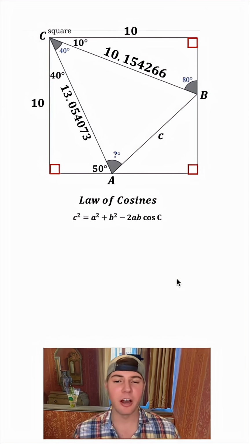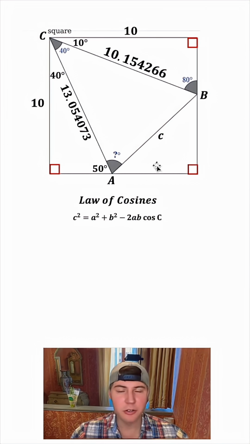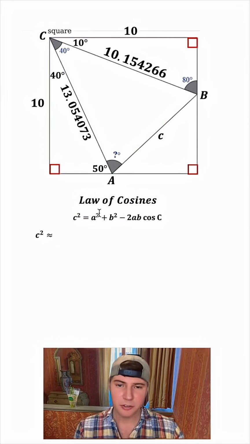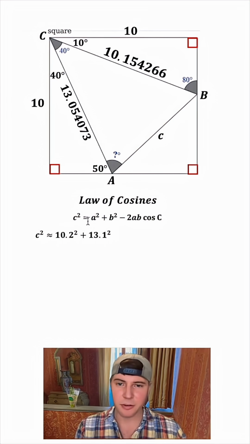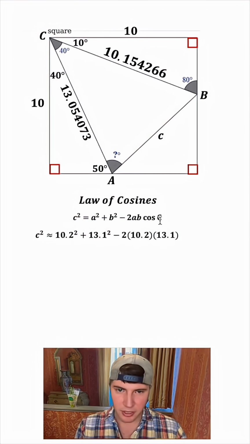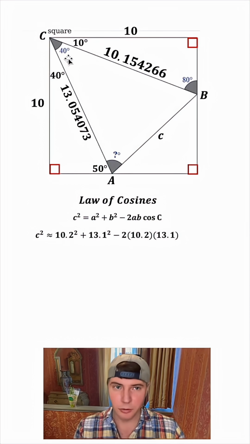And now we're going to use law of cosines. So the C we don't know, so I'm just going to put C squared. I'm going to change this to a squiggle mark because we're going to be doing some rounding. So A was this thing right here, so I'm going to put 10.2 squared. B was this right here, so I'm going to put 13.1 squared. And then we have a minus, and then 2, and then A once again was the 10.2, and B was this 13.1. And then we have cosine of C. Well, capital C is this angle 40 right here.